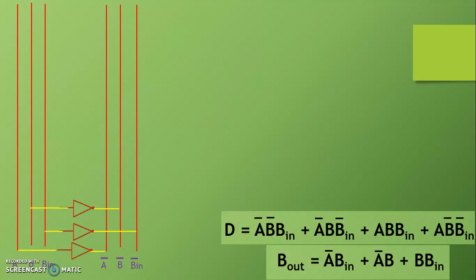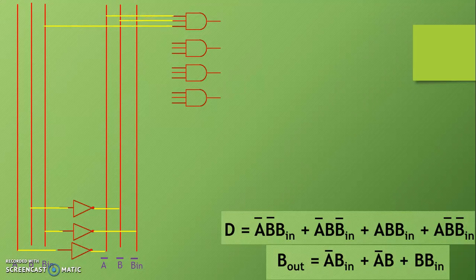Now first we prepare logic circuit for the difference. We have 4 product terms, so we know that we have to use 4 AND gates. Each product term has 3 literals, so all the AND gates are with 3 inputs, and as per the Boolean function we can give inputs to each AND gate.